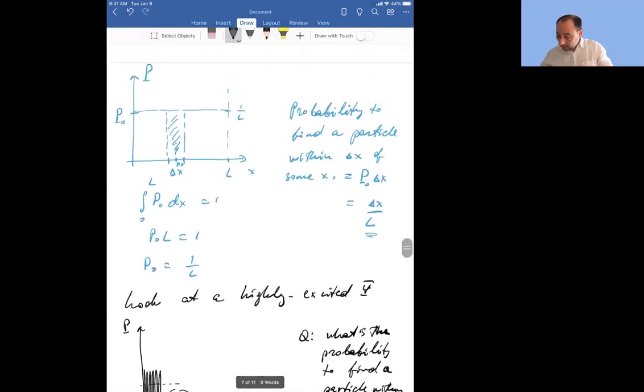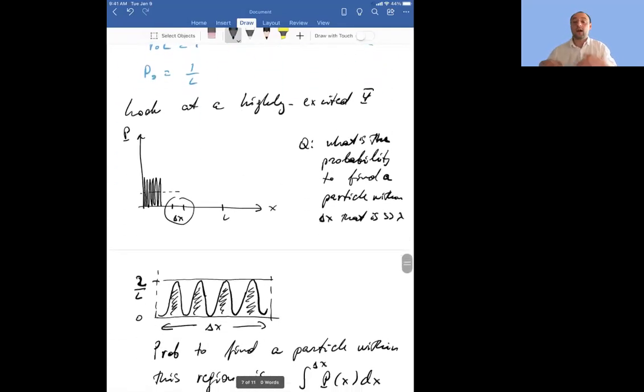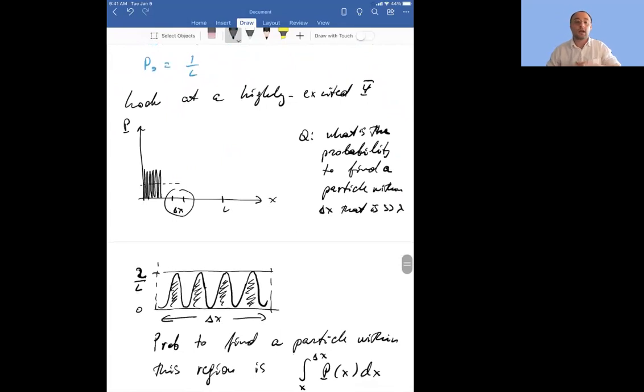Okay. What's the next thing to do? Well, we have probability densities. We can ask statistical information. We can calculate averages, average position. We can calculate standard deviations. We'll do that in the next video. This is too much for now.